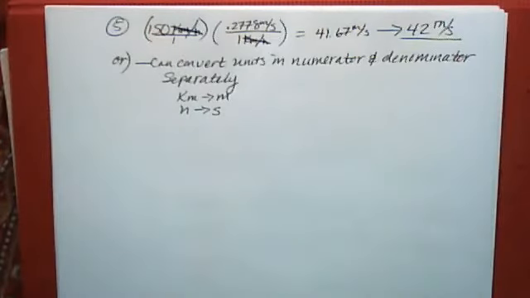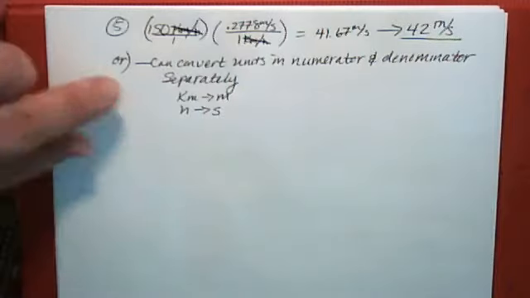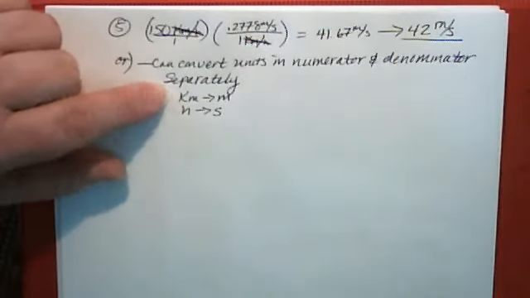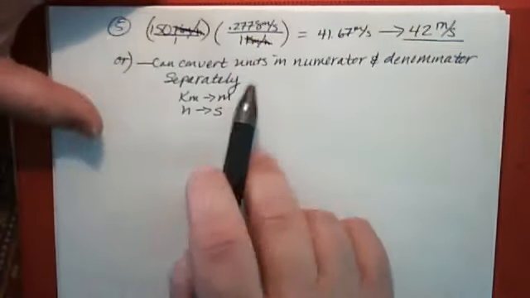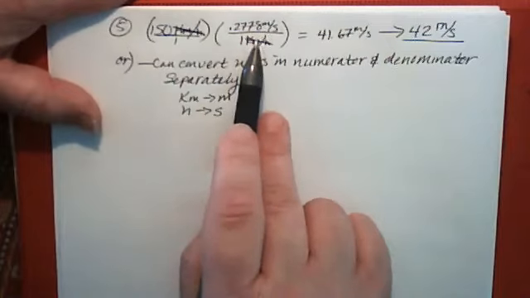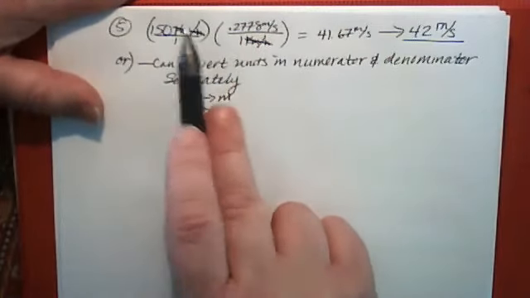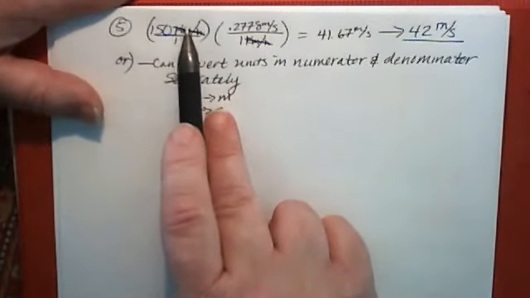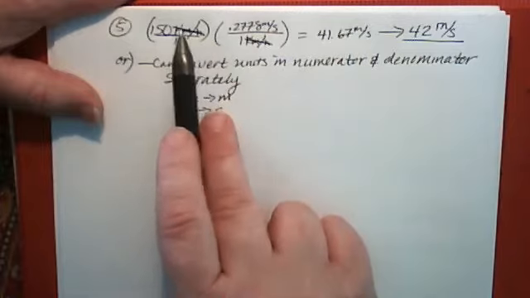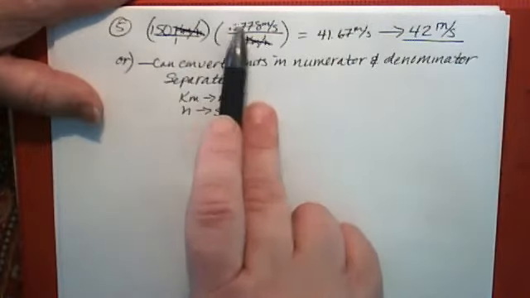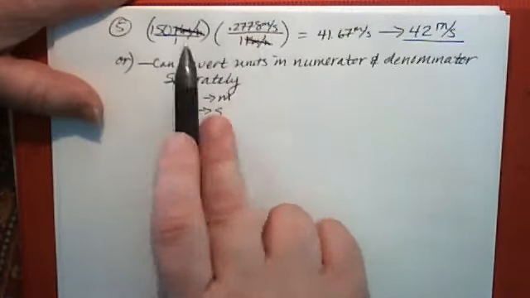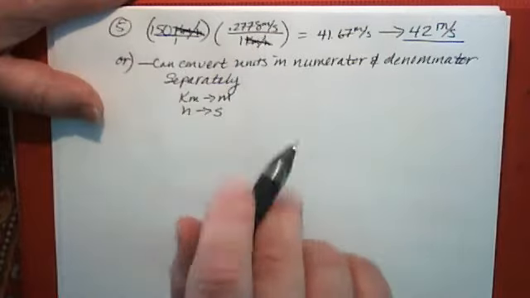Okay, so for segment B of this lecture, I thought I would take that last problem and show you how to do it if you don't have a conversion factor that will allow you to do it in one step like we did. We had a conversion factor between meters per second and kilometers per hour, which allows you to change the top unit and the bottom unit at the same time. You can change kilometers to meters and hours to seconds simultaneously using this conversion factor.